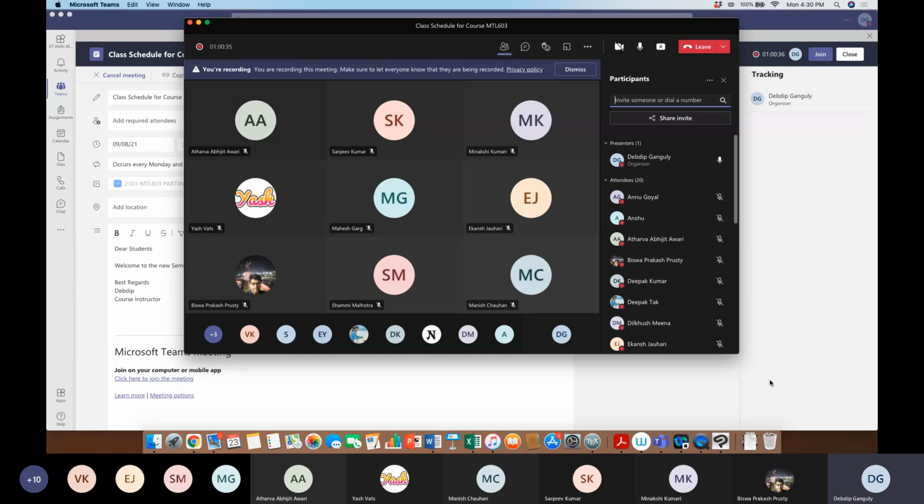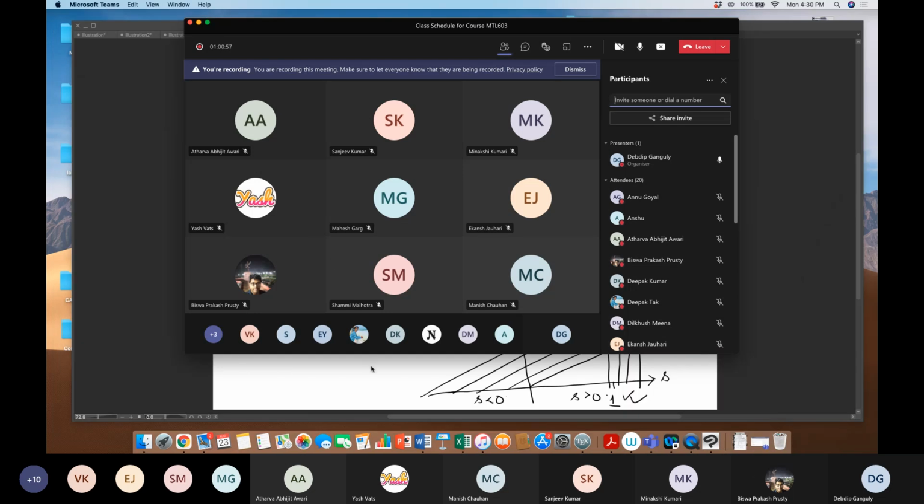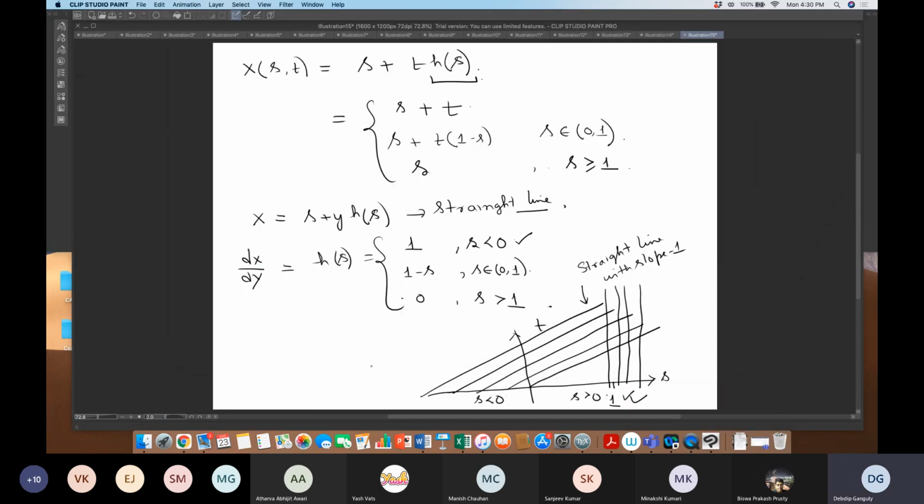Fine. Yeah, Yash, tell me, what is the problem? Mahesh? No, sir, it's fine. No, it's not fine. There is some mistake. I said s equal to, this is h of s, speed is 0. What does it mean? There is some problem. Why is it perpendicular to the s axis? Why?